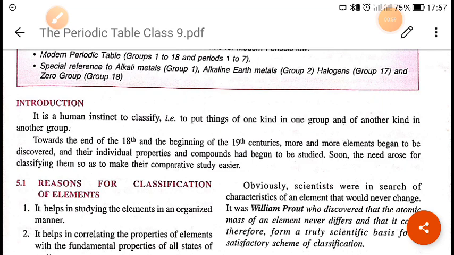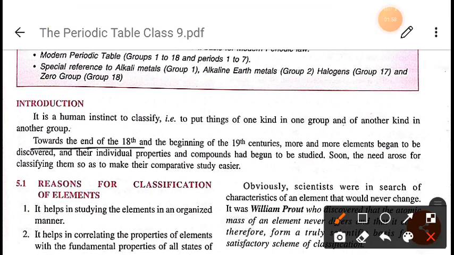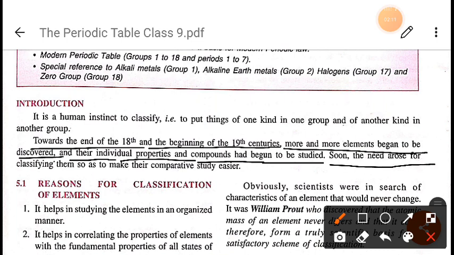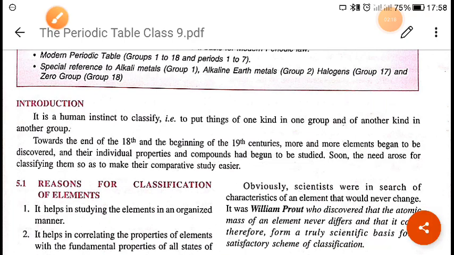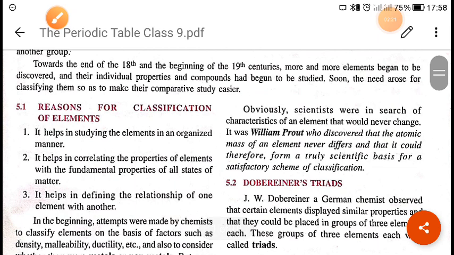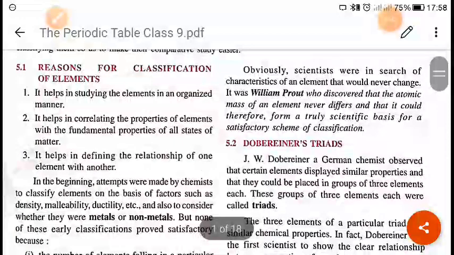So as you can see, it is written here, towards the end of the 18th century and the beginning of the 19th century, more and more elements began to be discovered, right? And their individual properties and compounds have begun to be studied. Soon the need arose for classifying them so as to make their comparative study easier. To study them easily, scientists started to classify, or we can say adopt a method through which we can classify these elements so that we can study them comparatively, or more easily, right? So what was the reason behind the classification of the elements?